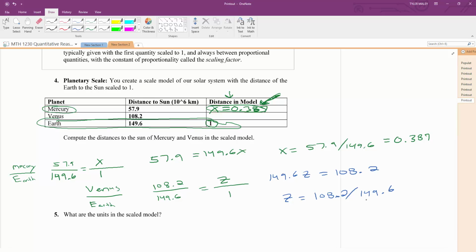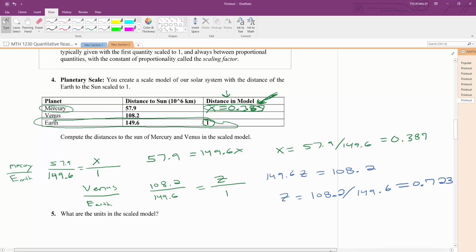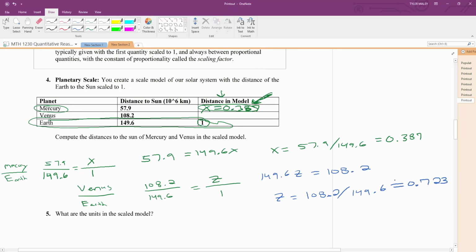Right, so with this, I get about 0.723 if we round this. Seven, 2, 3. Right, so here this will be 0.723. And notice here I don't have any units in this, right? And in the next one, that's what we're going to look at.